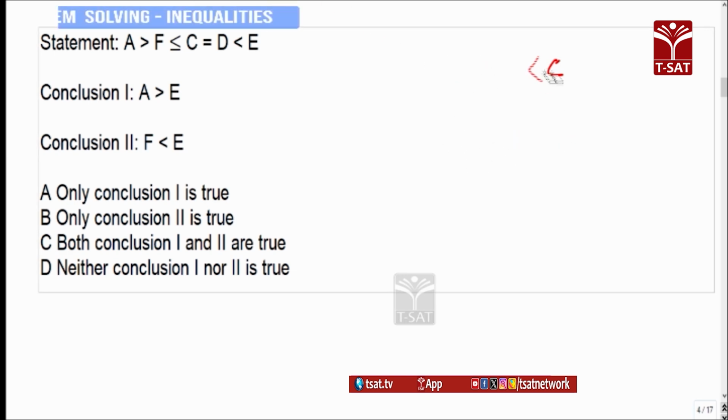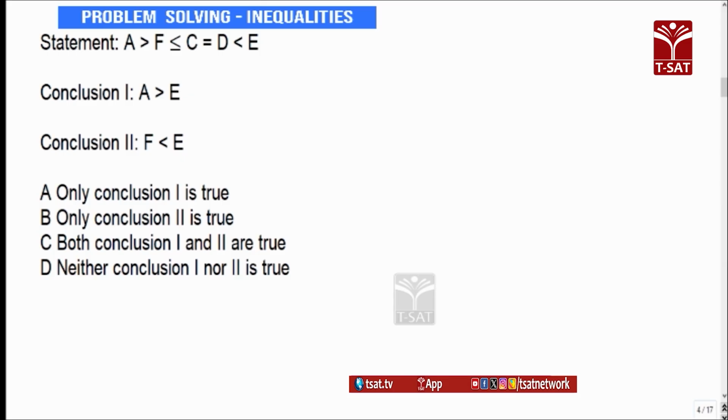So let's see one question and try to derive from this particular statement. In this statement, A is greater than F, F is less than or equal to C, C is equal to D and D is less than E. For example, the conclusion is A is greater than E. So where is A? A is here and E is here. So in this case you can say directly this is wrong.